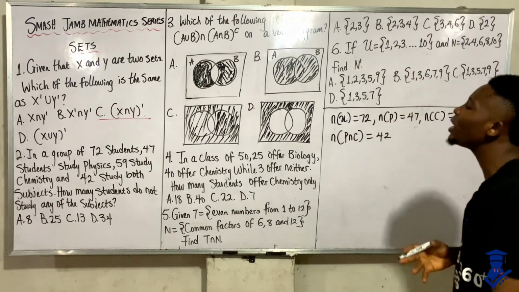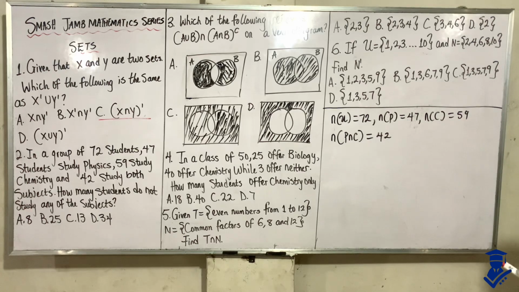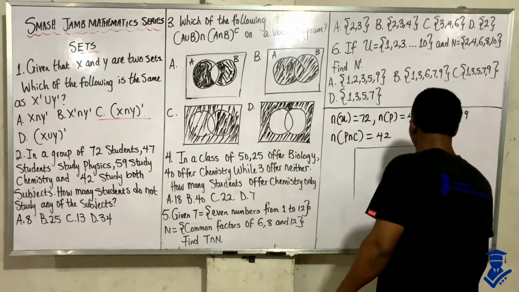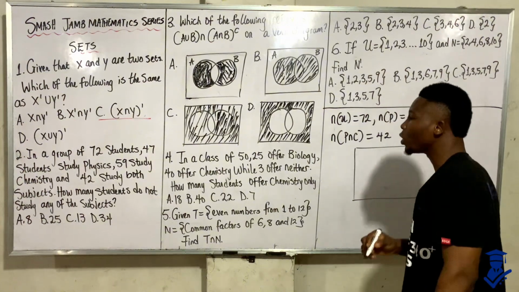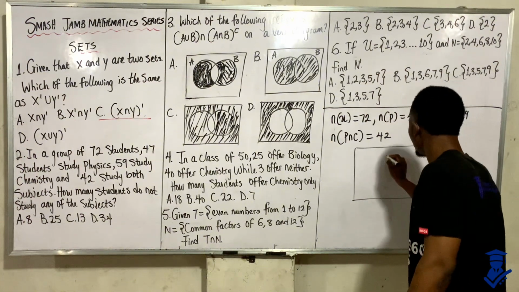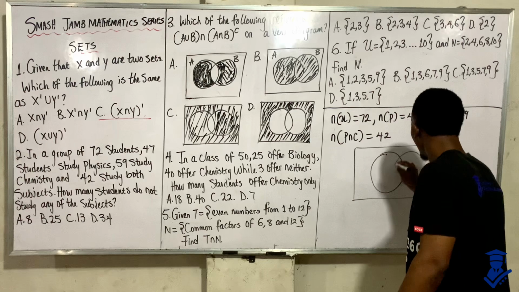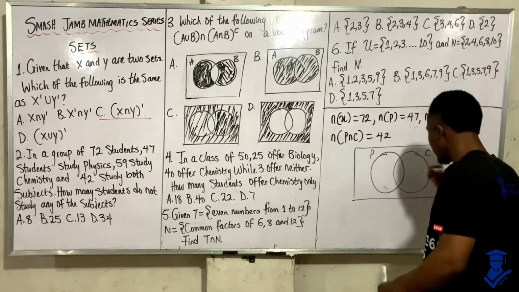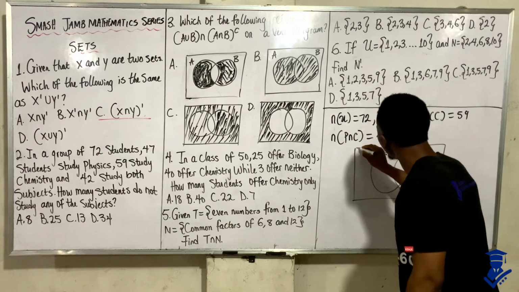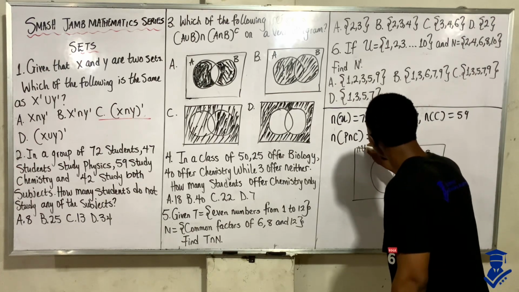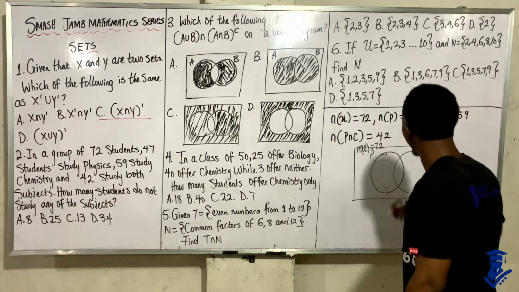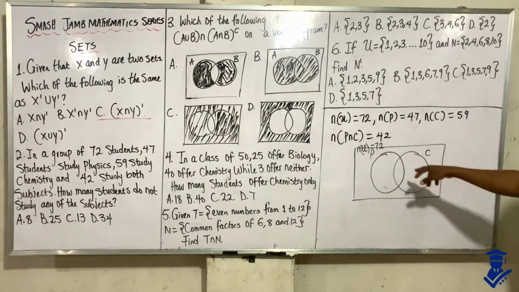They're asking us how many students do not study any of the subjects. So we're going to be using a Venn diagram. This is our Venn diagram, and we have two subsets, physics and chemistry. So let's put this as physics and then this as chemistry. We have our number of our universal set to be equal to 72 here. So the total is 72.